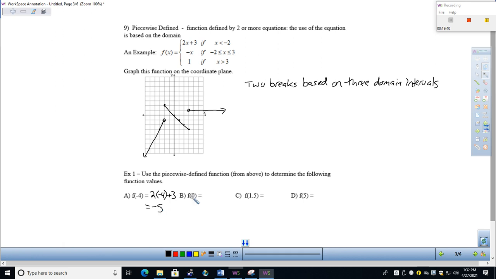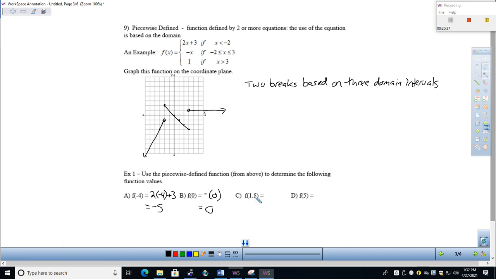F of 0. All right, everybody, which domain interval does it satisfy? Is it less than -2? Is it in between -2 and 3? Is it greater than 3? Well, obviously it's in between -2 and 3. So it goes right in here. Opposite of 0. So you would say, okay, the opposite of 0, well, obviously it's 0. Perfect. Where is it on the coordinate plane? It's right here.